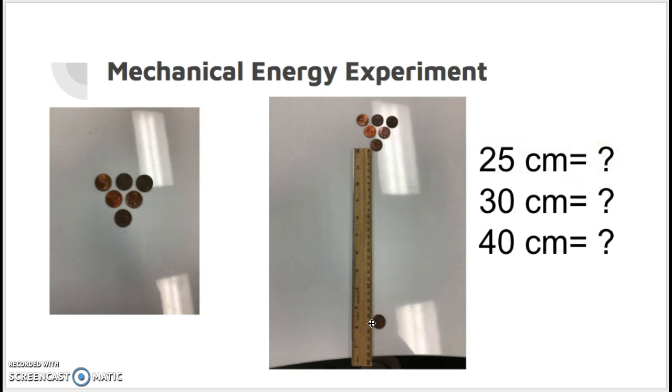Then you're going to measure 30 centimeters and move that penny back. And you're going again to slide it. Try to slide it with about the same force as you did the first time. And then here in your journal, you're going to mark how many pennies up here were moved at the 30 centimeter mark. Then you're going to do 40 centimeters.